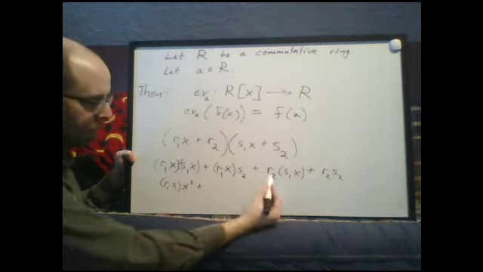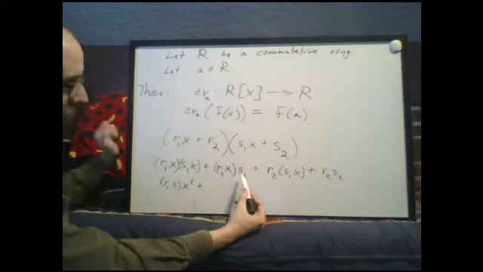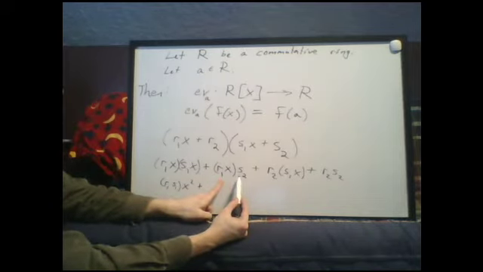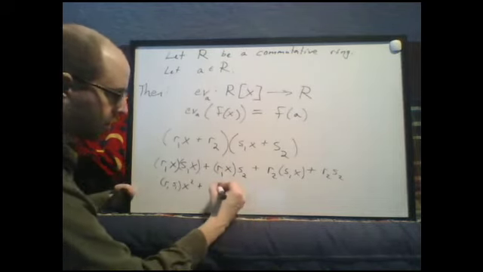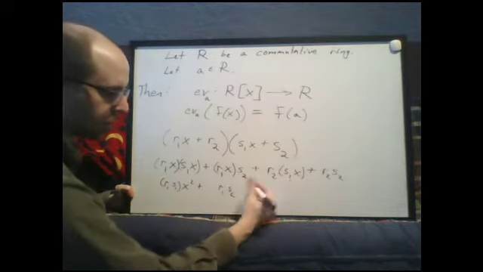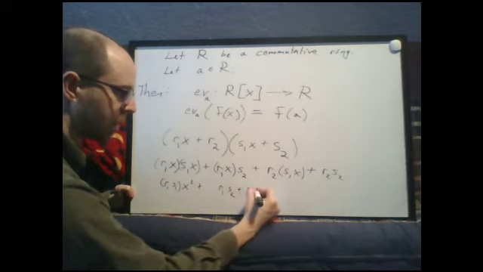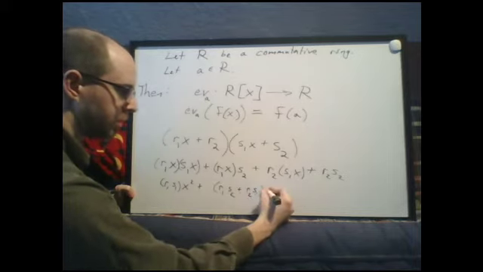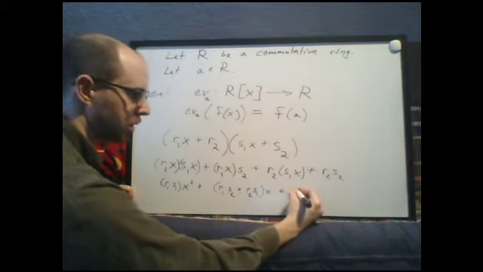And then I combine these like terms. I multiply the coefficients together, so that's R1 S2, and I have R2 S1, and that's all times x, and then plus R2 S2.